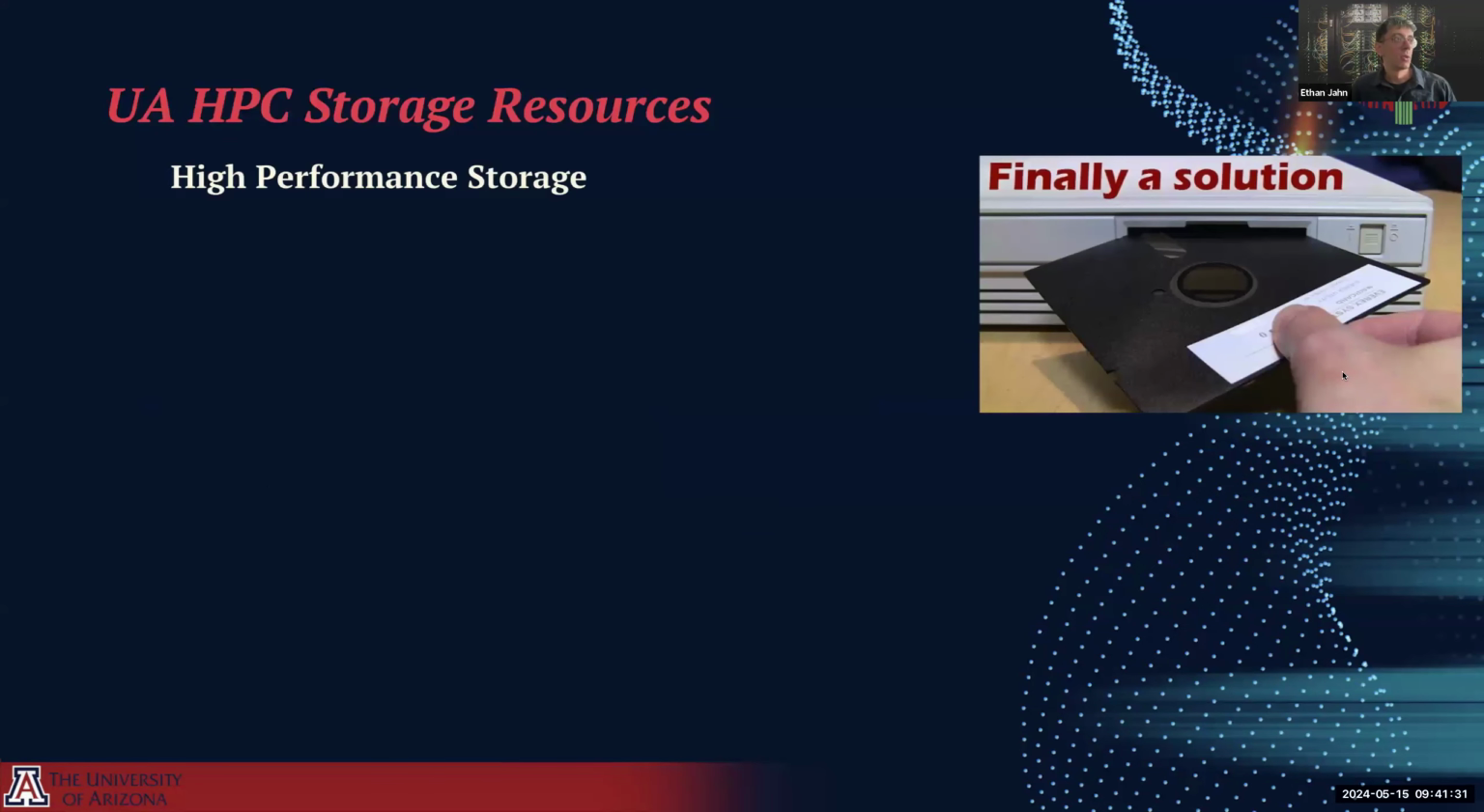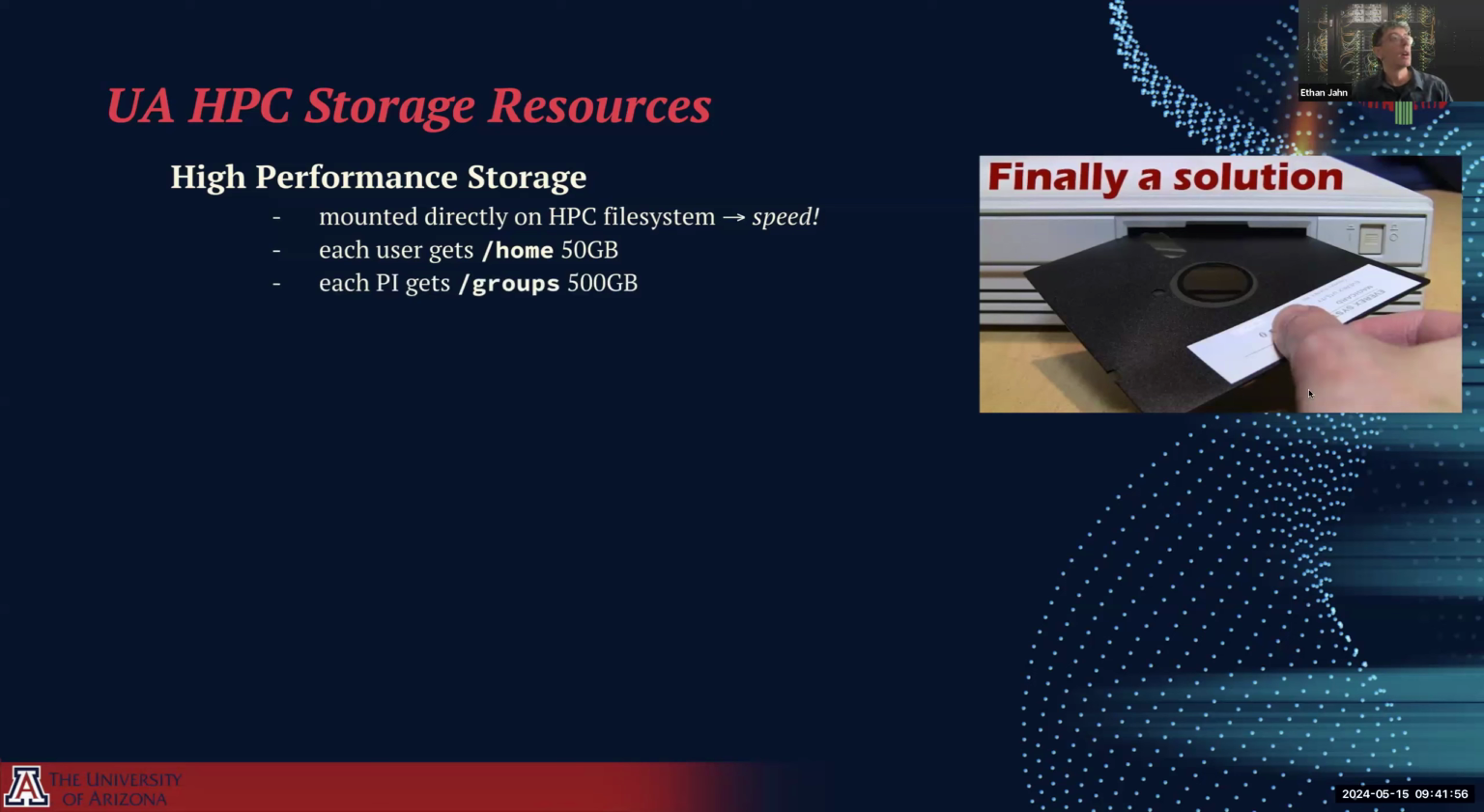Okay, so HPC storage resources. What do we have? The high performance storage system. This is the main file storage system on the HPC. So that means it's fast. Copy times between different locations in the main file system tend to be very, very quick. Each user gets a directory under home where they have 50 gigabytes to do what they please with. Each PI gets a share under groups where they have 500 gigabytes, and this is shared between all group members.